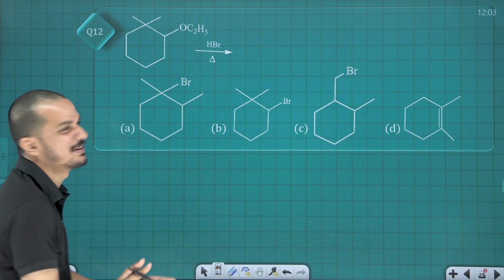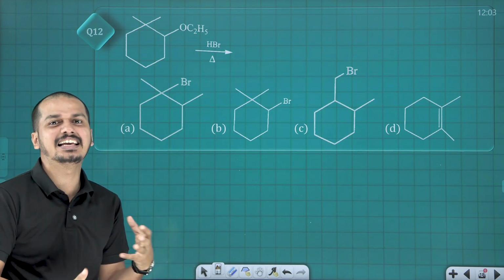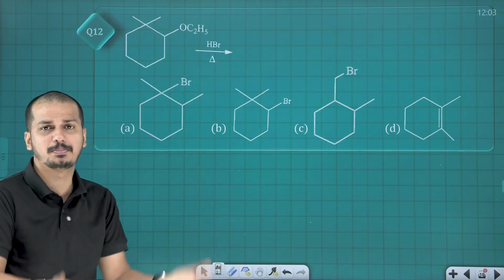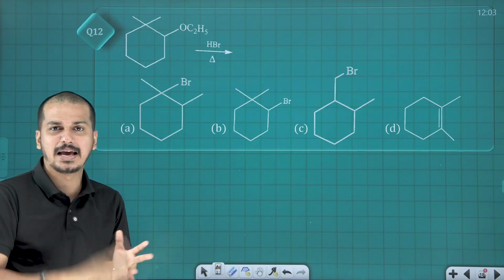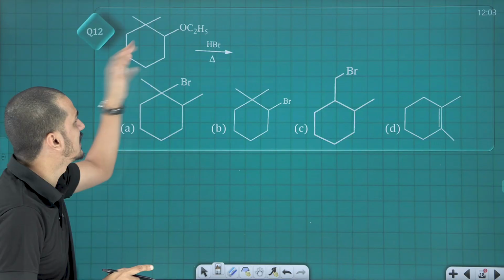Okay. See, next one. This is a wonderful, nice question. Generally, when treating with HI, HBr, or HX, the SN2 reaction will be favored. But in the case of allylic, benzylic, and tertiary, they will follow the SN1 mechanism. You see, this is the question.